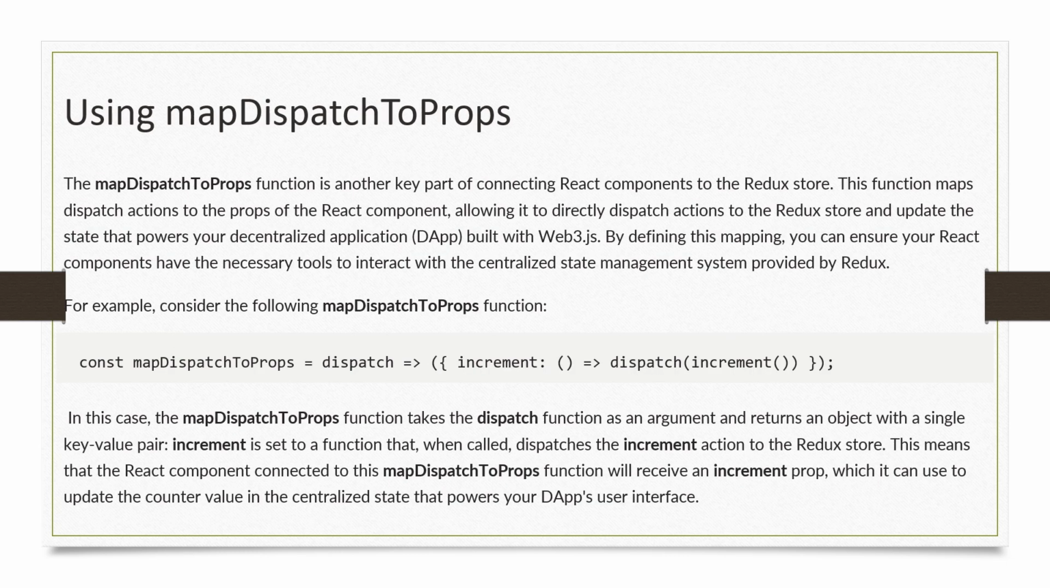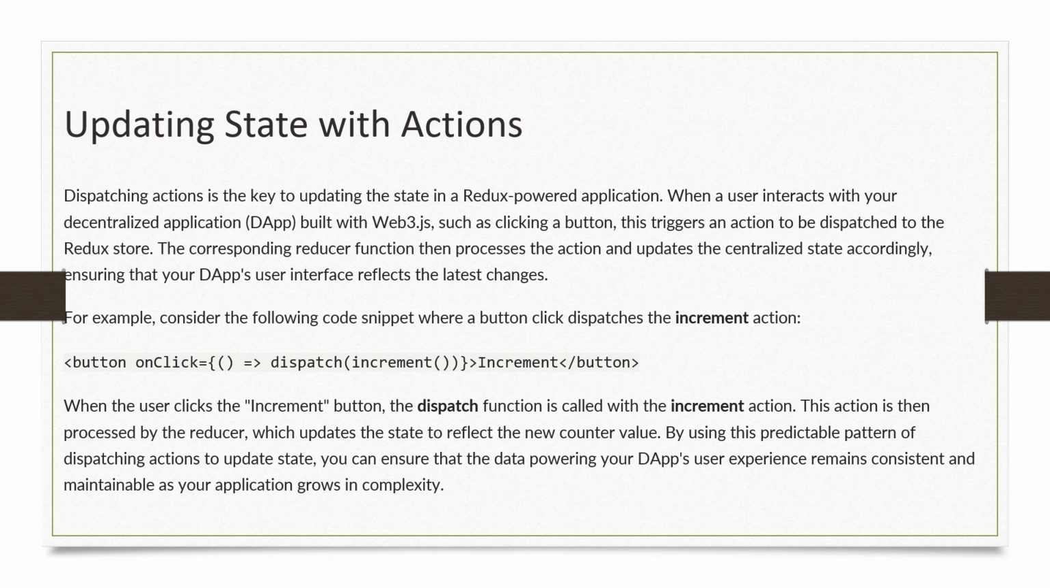This slide contains the mapDispatchToProps. This function basically maps the increment action to the increment prop, and then the final export connects the Counter component to the Redux store. Dispatching actions is the key to updating the state in Redux-powered applications.